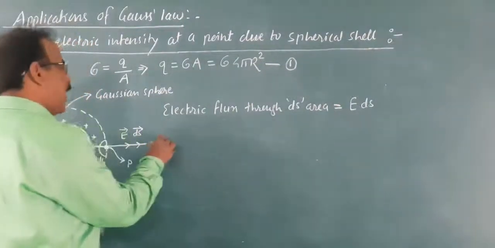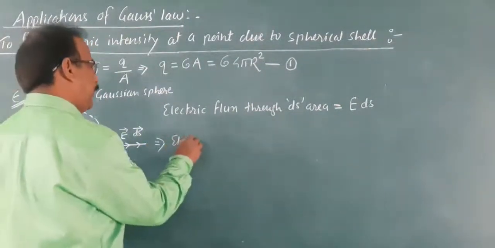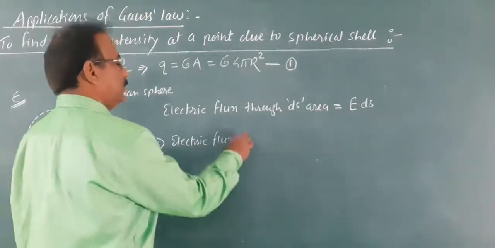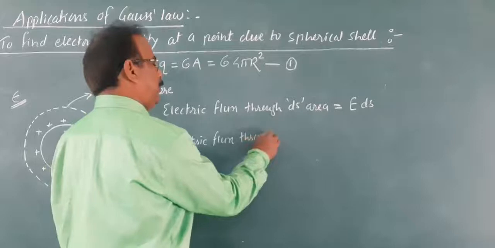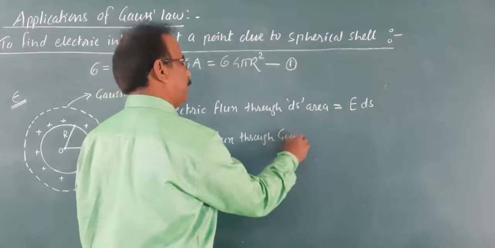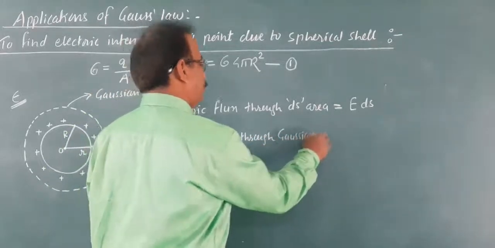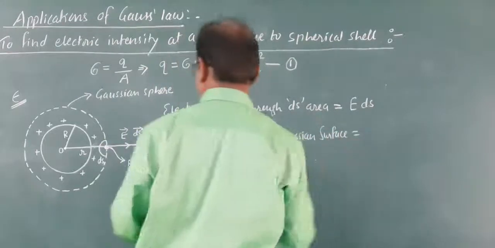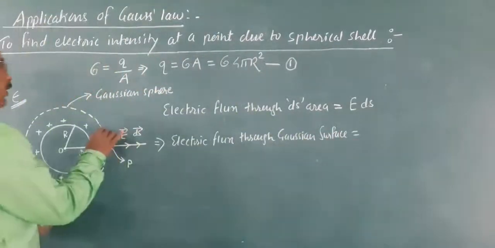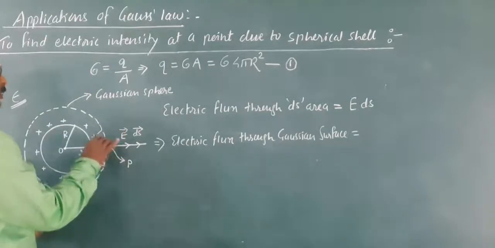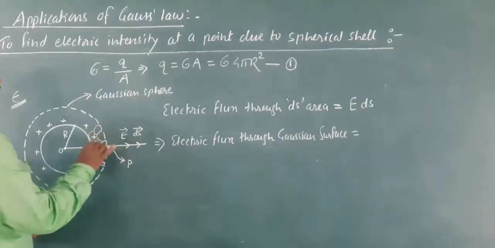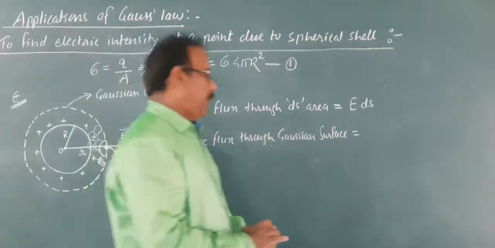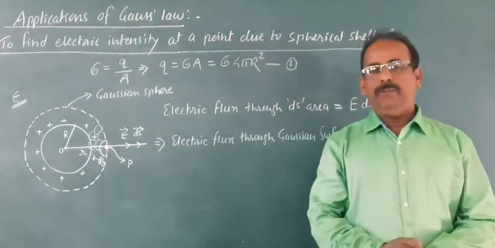From this we can write electric flux through Gaussian sphere, Gaussian surface. If we collect the electric flux passing through different ds areas on this surface, we get electric flux through Gaussian surface.